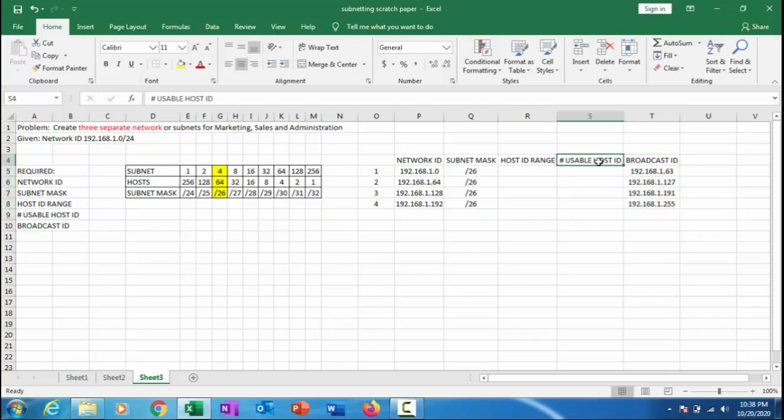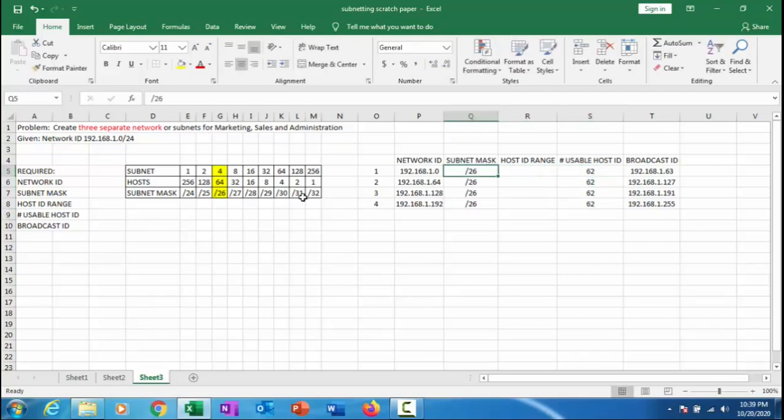Next is usable host. The usable hosts are actually the hosts minus the network ID and the broadcast ID. So it's always going to be the number of hosts minus 2, because for counting, you remove the network ID and the broadcast ID. So that means it's going to be 64 minus 2. So 64 minus 2 is going to be 62. So 62, 62, 62, and 62.